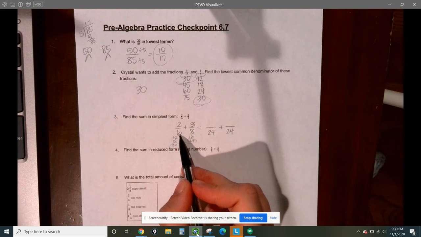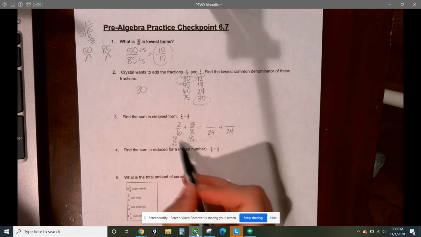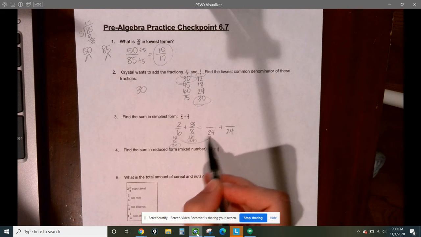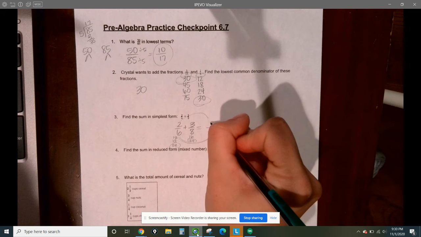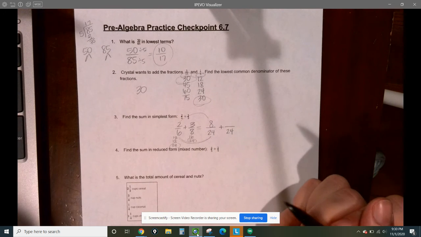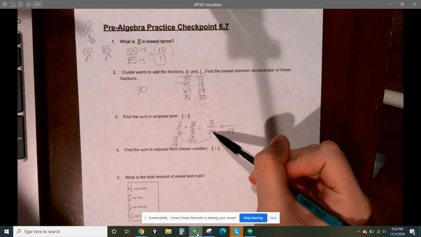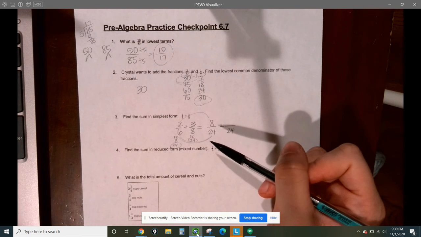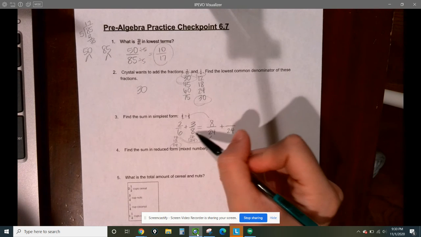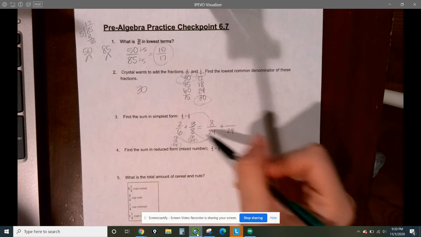Because I changed from 6 to 24, I multiplied 6 times 4 to get to 24. So since I multiplied the denominator by 4, I have to multiply the numerator by 4 also. So this first fraction becomes 8/24. So 2/6 is the same as 8/24. I didn't change the value, I just changed the numbers so that I could have a common denominator. For my second fraction, I went from 8 to 24. I multiplied the denominator by 3 to get to 24.